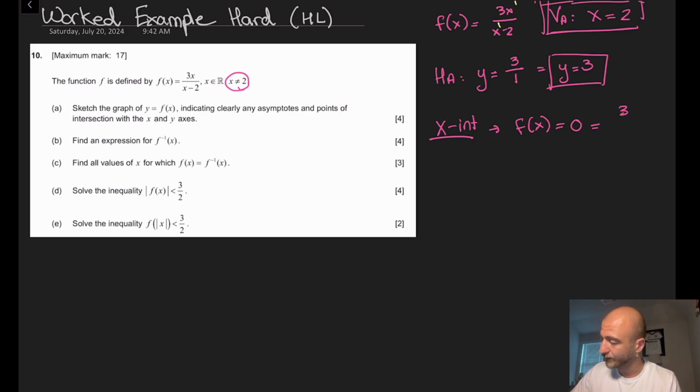Well, if we rewrite the function, f of x is equal to 3x over x minus 2. If we set it equal to 0, the only way that that's going to be true is when the numerator, 3x, is equal to 0. And the only way that's true is when x is equal to 0, which means that the x-intercept is (0, 0).